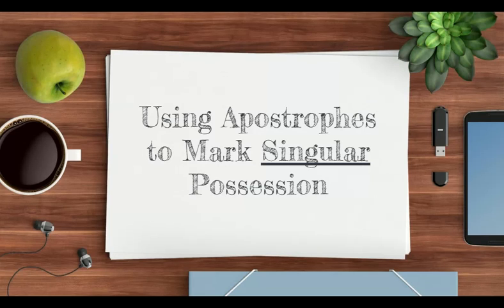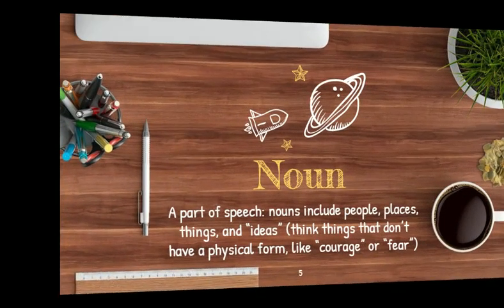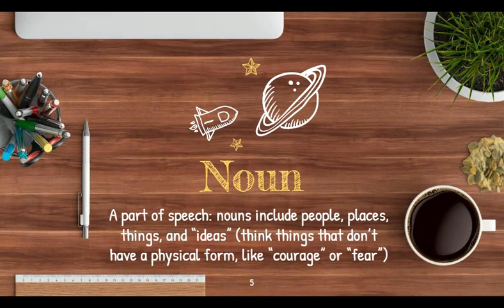All right, using apostrophes to mark singular possession. So how do we do this? Now, first off, we need to look at a part of speech, the noun. Now, nouns include people, places, things, and ideas. Things that don't have a physical form like courage or fear would fall under that ideas section. And what we mean by that is that they're abstract. You can't actually touch your courage, so to speak, but they're still under the umbrella of nouns technically. So we would still call that a noun.